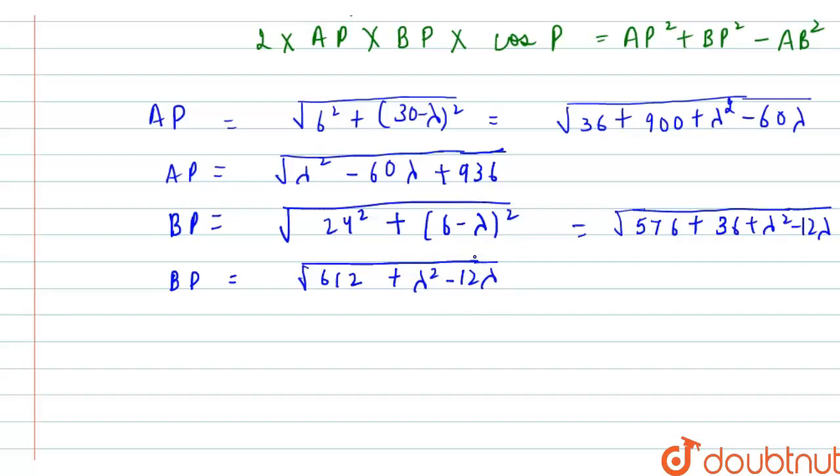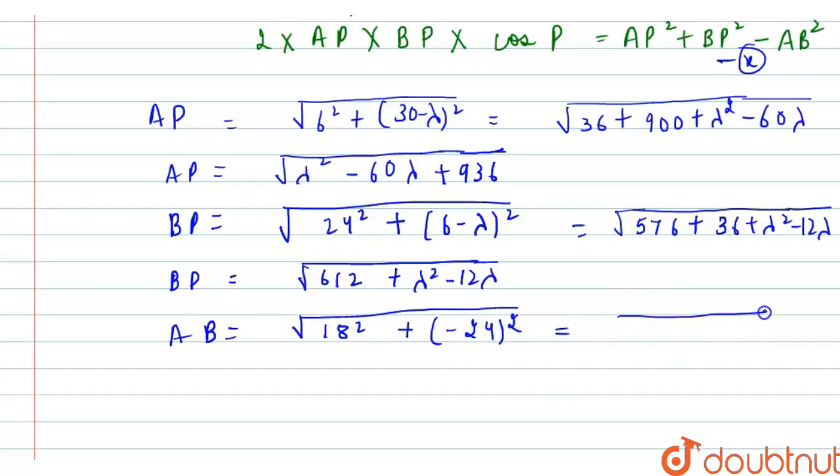After that we are finding AB also, because in this cosine formula, let it be equation number X, we are asked to find AB also. So AB is equal to, again using the distance formula, (24 minus 6) whole square, that corresponds to 18 square, plus (6 minus 30), that corresponds to minus 24, whole square. Solving it, 18 square is 324 and 24 square is 576. So ultimately AB is equal to under the root of 900, which corresponds to 30. So we have calculated it.